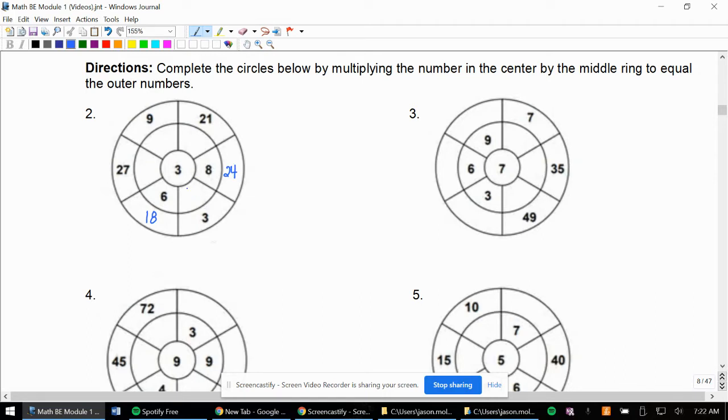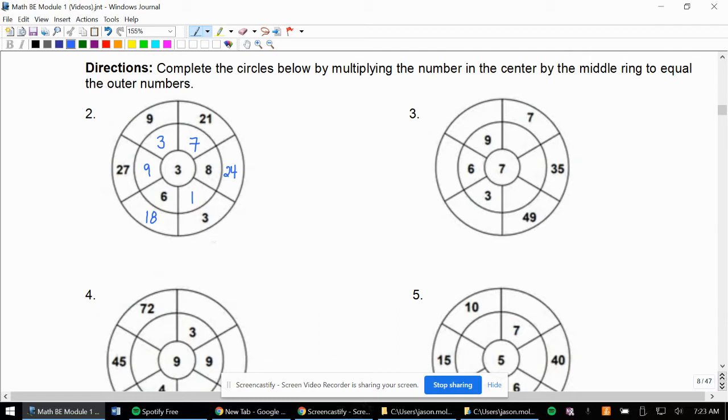So 3 times 1 is 3. 3 times something is 27. 3 times 9 is 27. 3 times something is 9. 3 times 3 is 9. And 3 times something is 21. And that would be 7. 3 times 7 is 21.